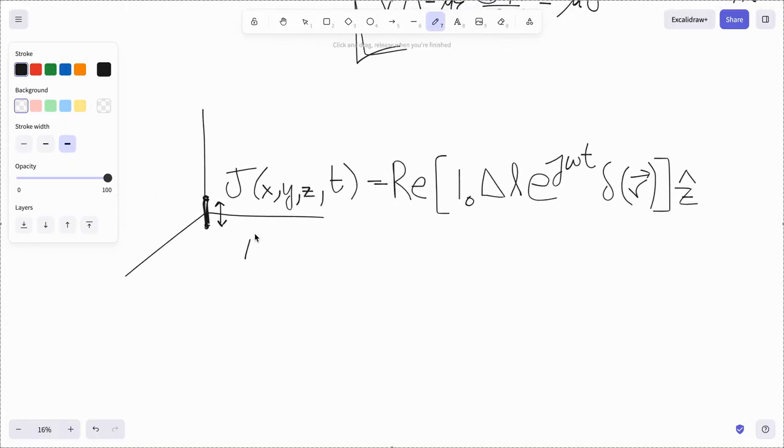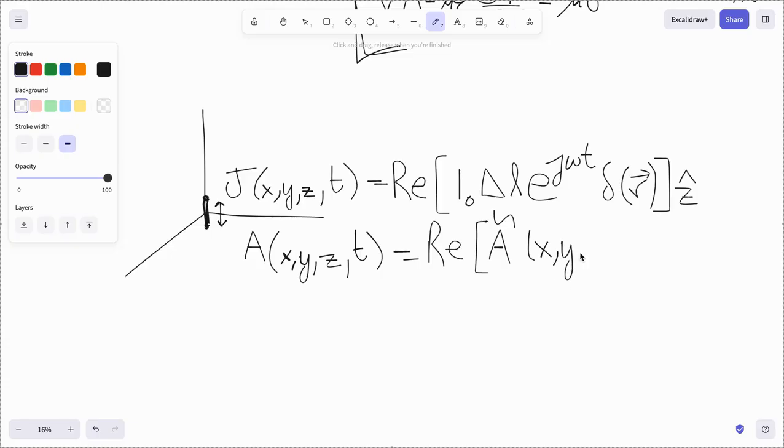Similarly, we can then describe the potential function that results from this, A of x, y, z, t, as the real part of some phasor A, which we will solve for, times e to the j omega t.